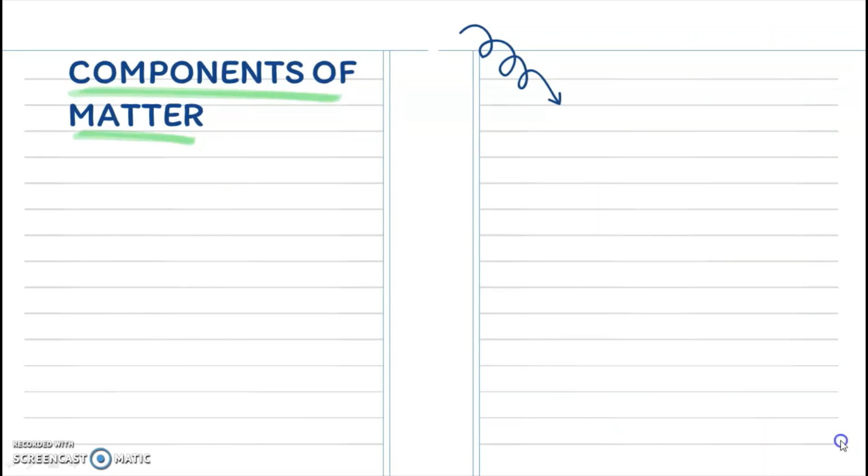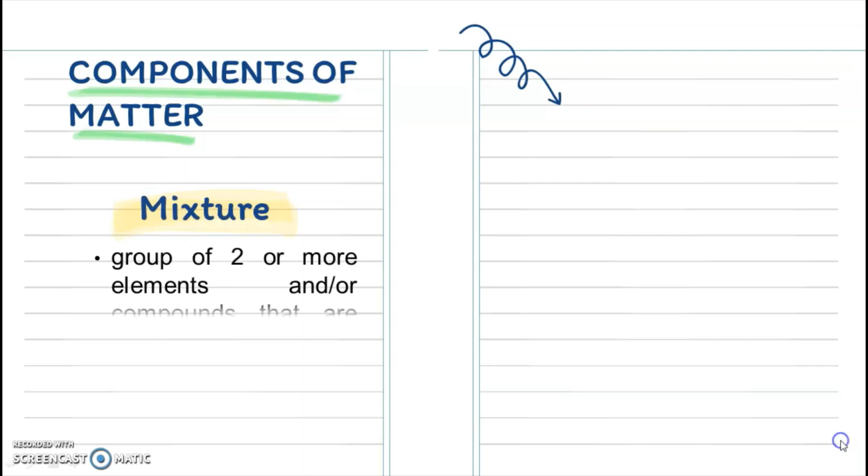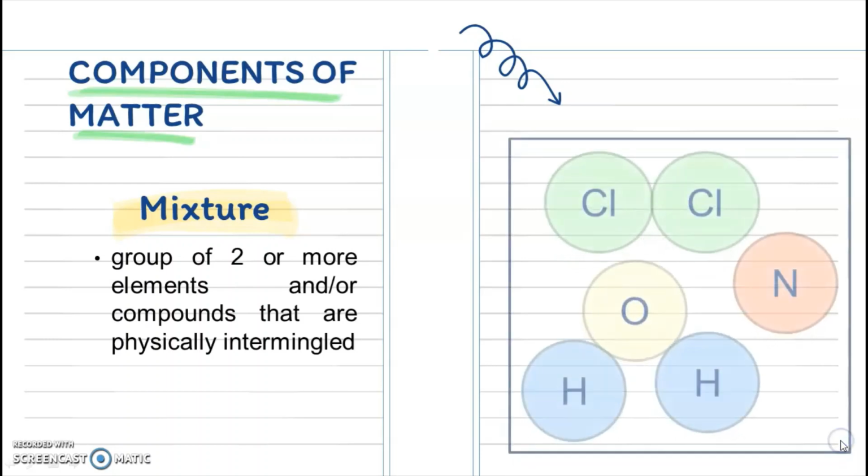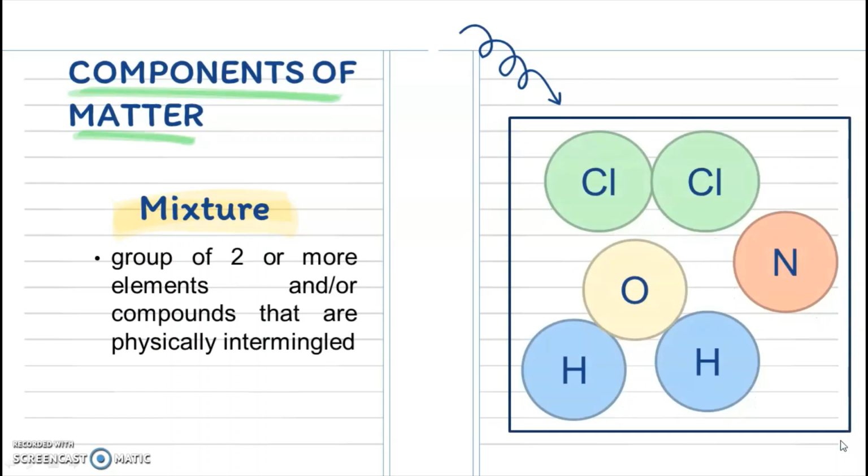And the last component is mixture. It is a group of two or more elements and or compounds that are physically intermingled. So, kapag nagsama-sama na yung mga elements, yung mga molecules, and yung compound, tinatawag na yun na mixture.